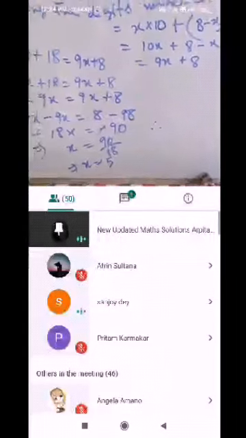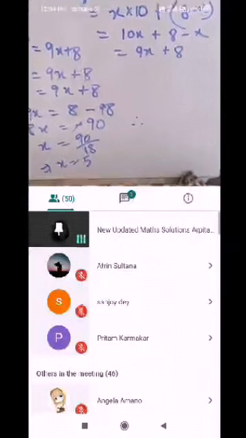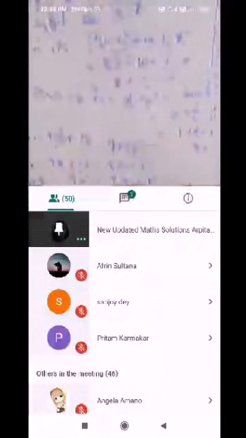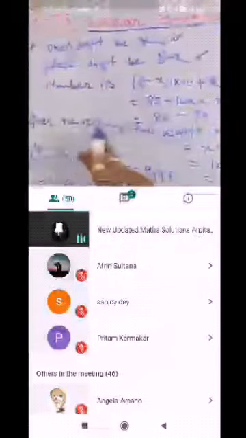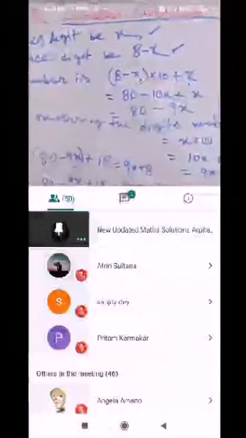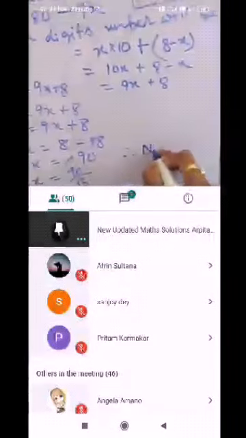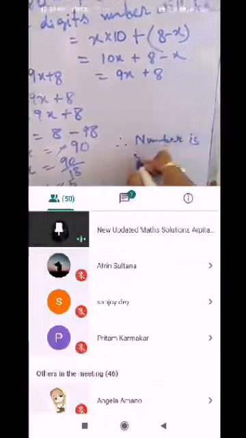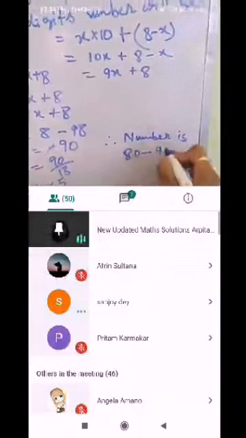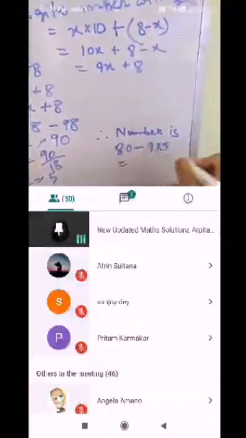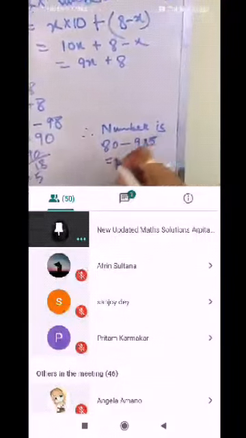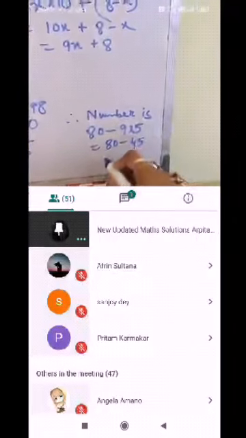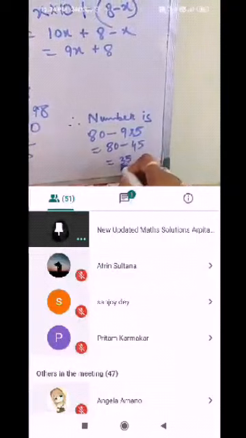Therefore, what do we have to find out? Find the number. The number, I have written here, is 80 minus 9x. So therefore the number is 80 minus 9 into 5. Just put the value of x. That is 35.